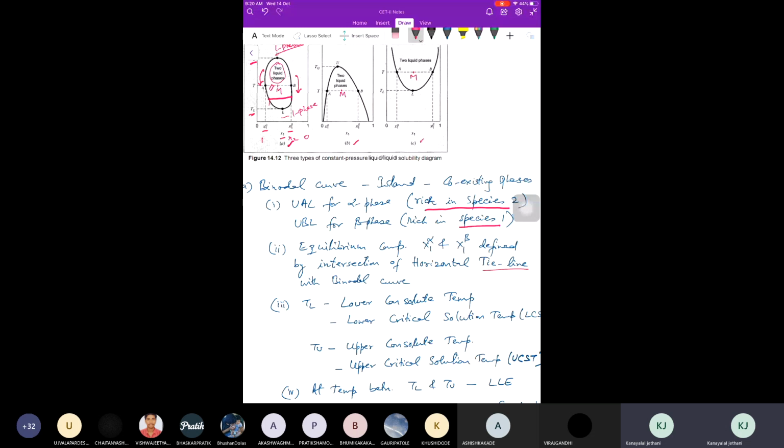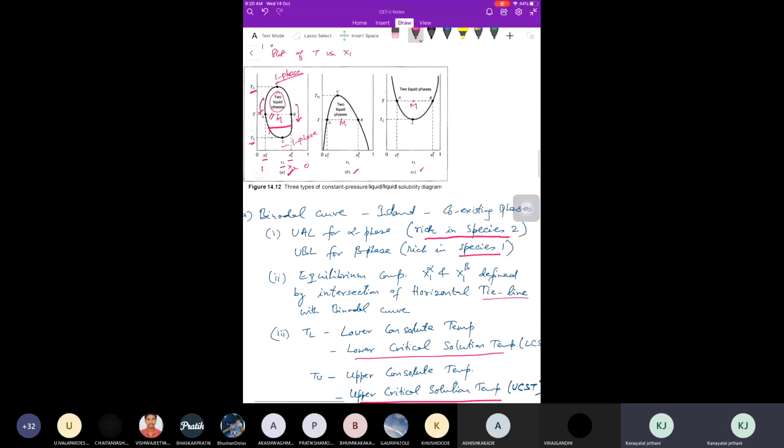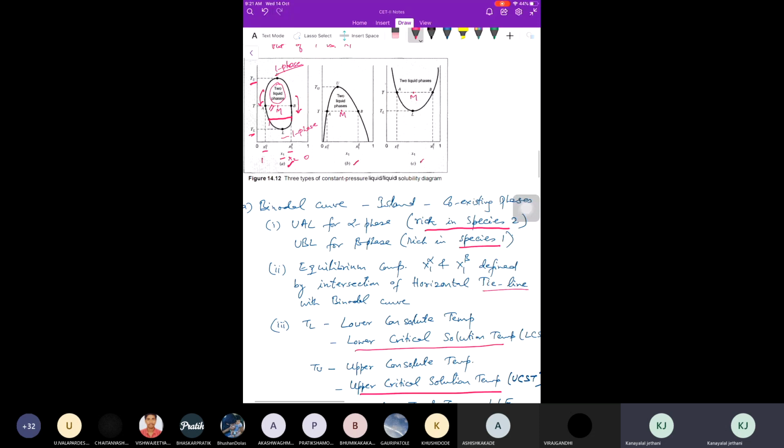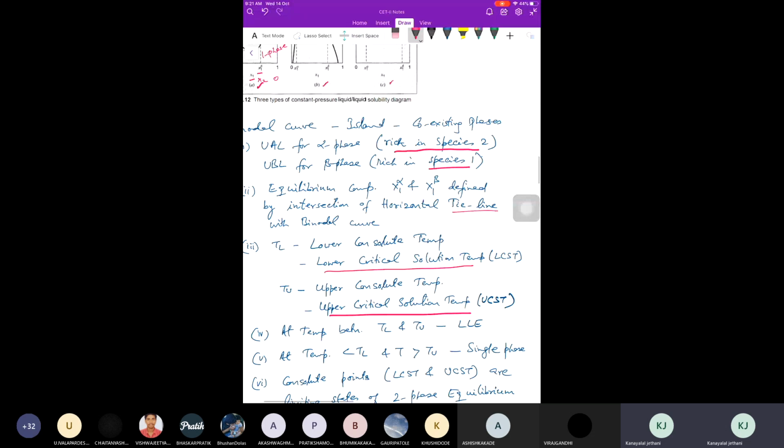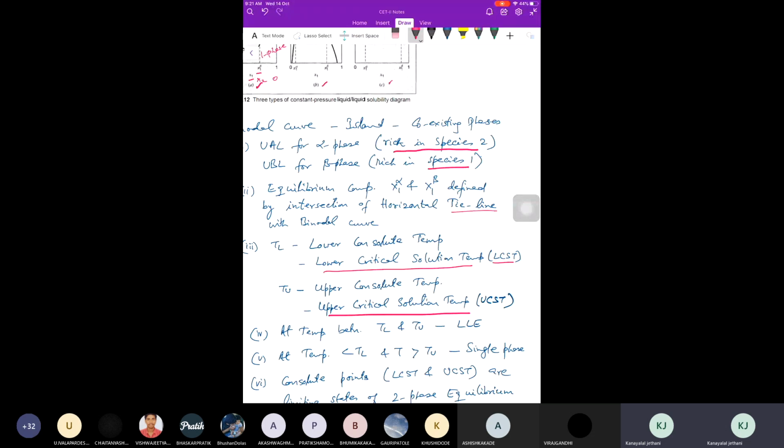So TL is called the lower critical solution temperature, and TU is called the upper critical solution temperature. TU is the maximum temperature at which the two liquid phases will exist, and TL is the minimum temperature at which the two liquid phases exist. Below TL it is one single phase, above TU it is one single phase. Okay. Any questions on LCST, lower critical solution temperature, and UCST, upper critical solution temperature?